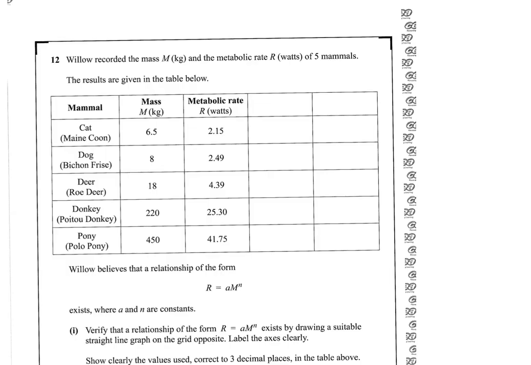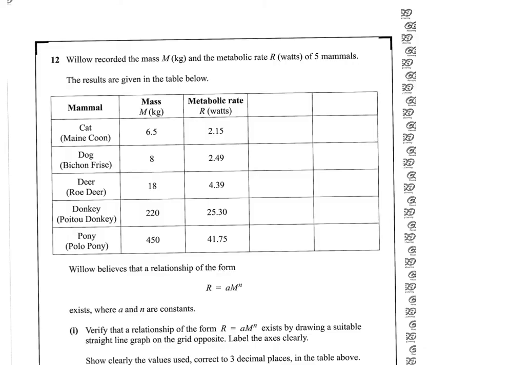Okay, this one I think is probably the hardest question on the paper. Just quite a bit to do, and I haven't made it very easy for us. It says Willow recorded the mass m and the metabolic rates r of 5 mammals. The results were given in the table below.